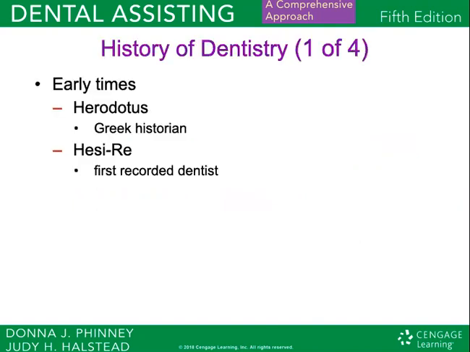So we'll first start off with some history of dentistry. So back in the early times, we have a couple of very important people. First, we'll start off with Herodotus. This was a Greek historian who acknowledged the specializations of physicians in particular areas of medicine, such as dentistry. The earliest dentist of record was Hesi-Ray of Egypt, who practiced around 3000 BC.